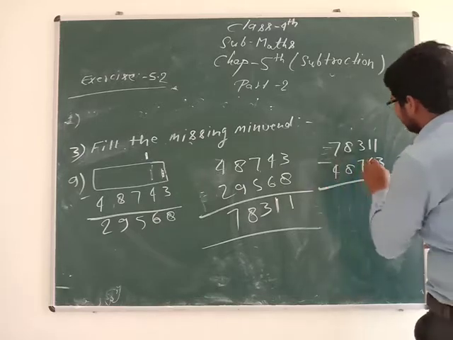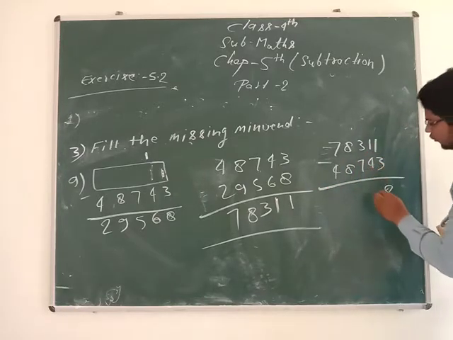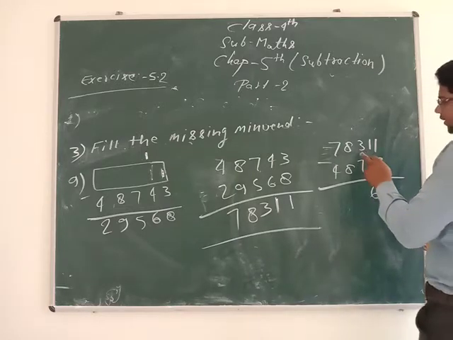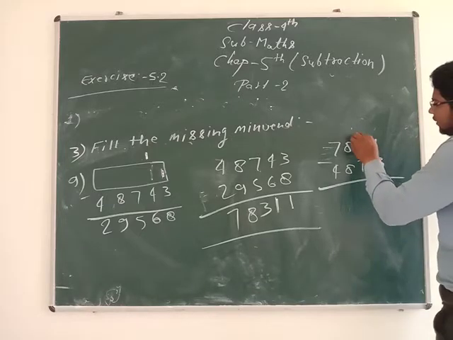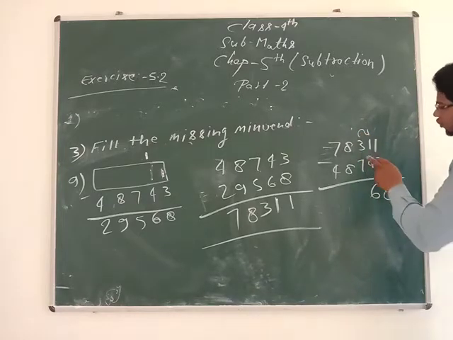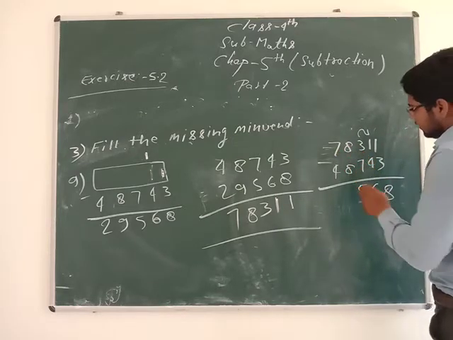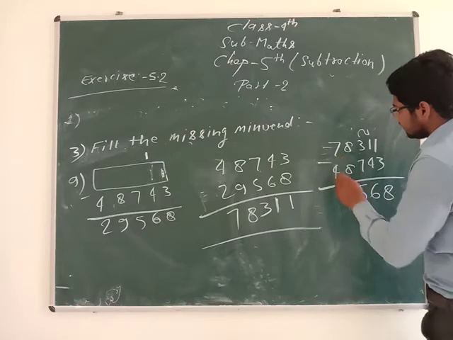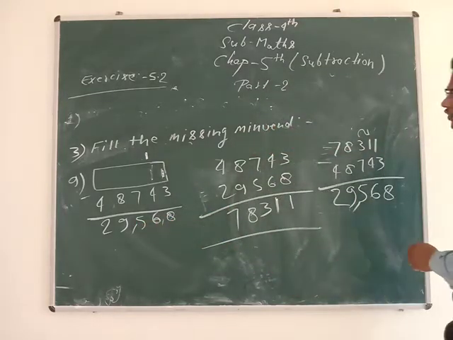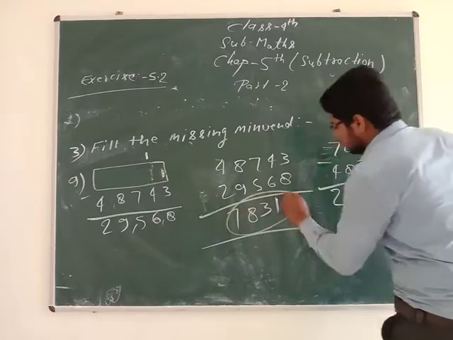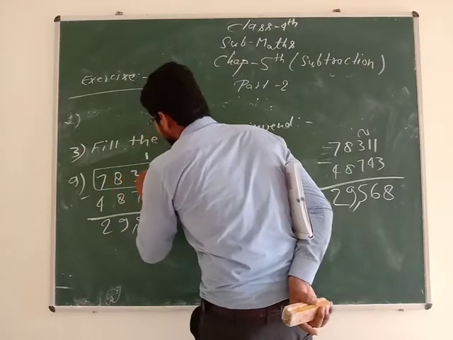48,743. Let's subtract it. 11 minus 3, 8. Now it is 10. 10 minus 4, 6. And it is now 3. Now 2, because we have given 1 borrow to 1. So 12 minus 7, 5. And it is now 7. Let's take a borrow. 17 minus 8, 9. And 6 minus 4, 2. 29,568. We have the correct answer, so we have to fill in 78311.